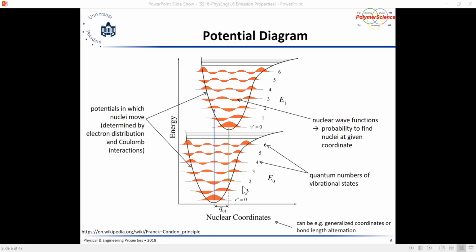As I have already said, each vibronic level is labeled as well. And you have these quantum numbers for each vibrational level in each different electronic state. And the wave function for each vibronic level is essentially the probability, well, you have to square it and take the modulus, but it's the probability to find the nuclei at a given coordinate. That's what it means when we talk about wave functions.